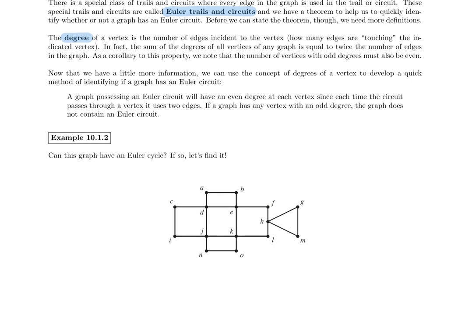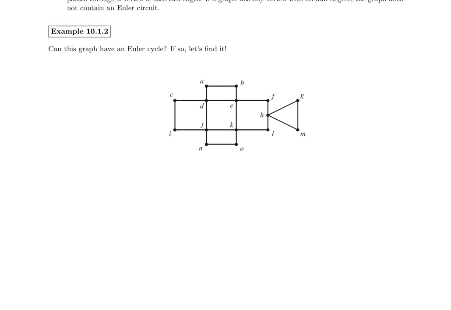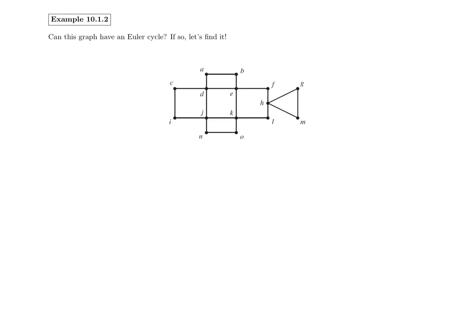So let's look at this graph that I gave you and see if we can have an Euler circuit. Whoops, I think I wrote cycle because that's how I learned it instead of circuit, but here we go. Sorry, that's a typo. So can this graph have an Euler circuit? Well, let's see here. This guy, C, has a degree of 2. So does I. So does N, O, B, A, G, and M.